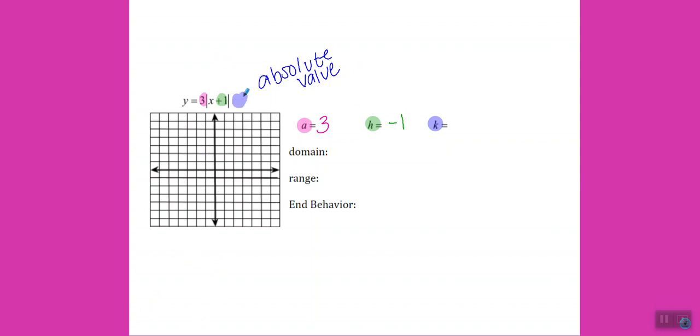K is the number on the end. Since we don't see anything, it's like there's a +0 there, so K is 0. Basically, if you don't see H or K, it's 0. If you don't see A, it's 1. So my starting point will be the point (-1, 0). So I'm starting here.